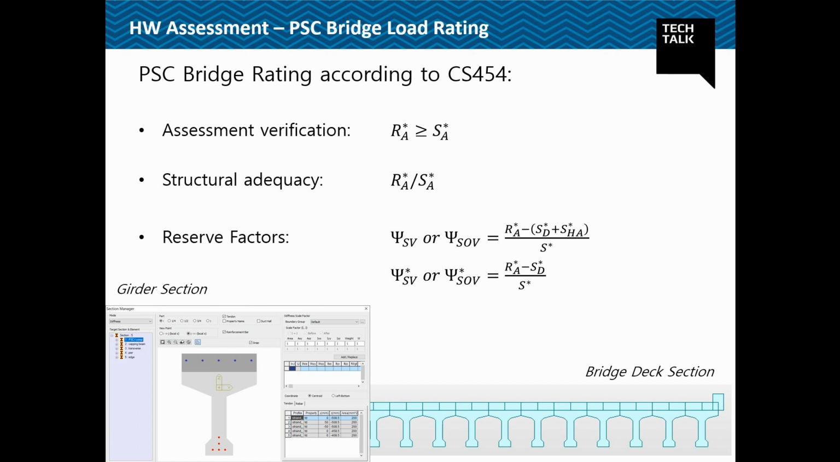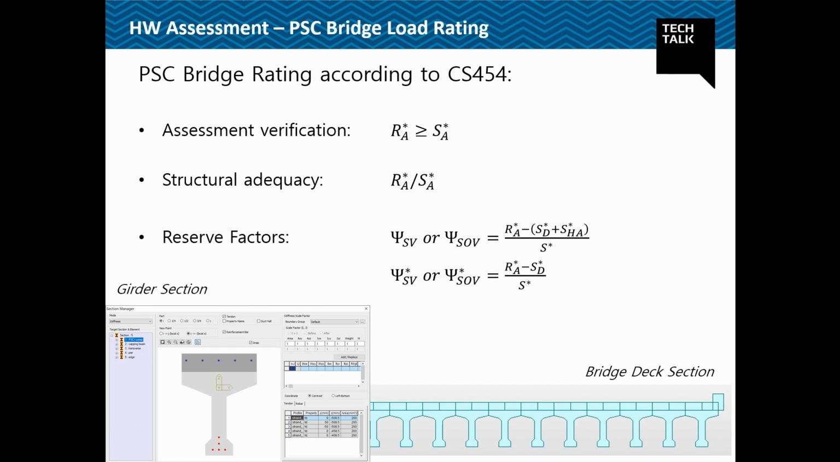When we're dealing with the bridge rating, we're interested in a few key parameters that we need to check. First, we need to show an assessment verification demonstrating that the assessment resistance is higher than the assessment load effects. Additionally to that, usually we're looking to provide a structural adequacy factor, the assessment resistance divided by the assessment effects, and this gives us basically our safety factor, an indication of where we are on the utilization.